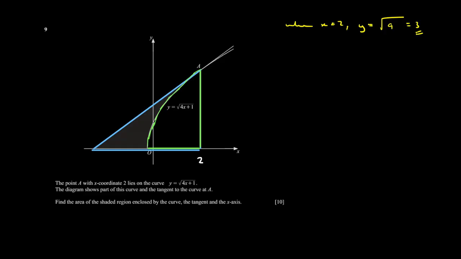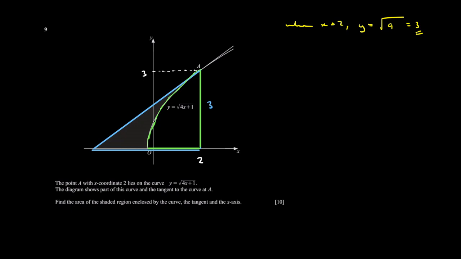So I can indicate that on as well. That y-coordinate there is 3, and that means that the height of our blue triangle is 3. Okay then, so what else do I need? Well, I need to find this x-coordinate here. That x-coordinate is the x-intercept of the tangent line. So that means I need to find the equation of the tangent.